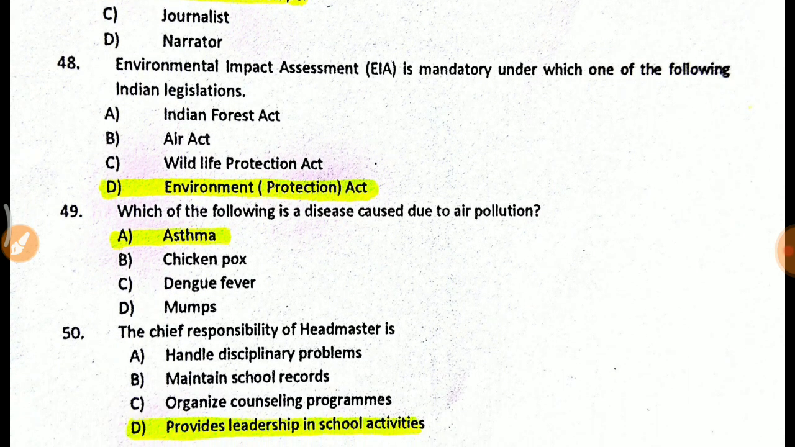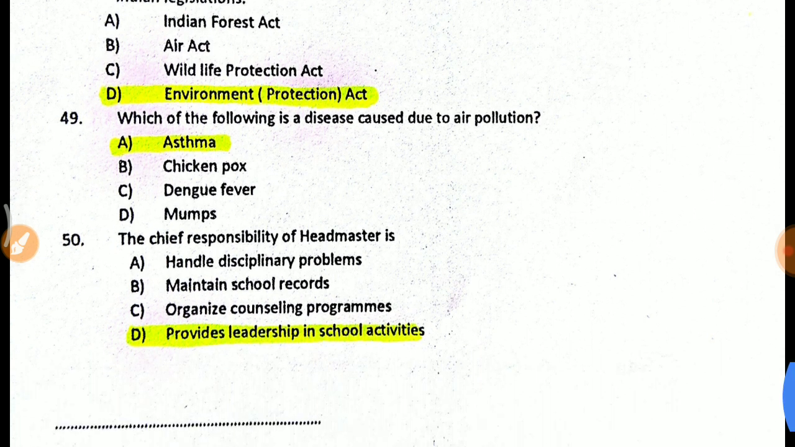48th, environment impact assessment, EIA, is mandatory under which of the following Indian legislation? So it's a part of the Environment Protection Act. 49. Which of the following is a disease caused due to air pollution? Asthma, chickenpox, dengue fever, mumps. Mumps is not caused by air pollution. So here asthma is the only option given. So asthma is the disease caused due to air pollution.